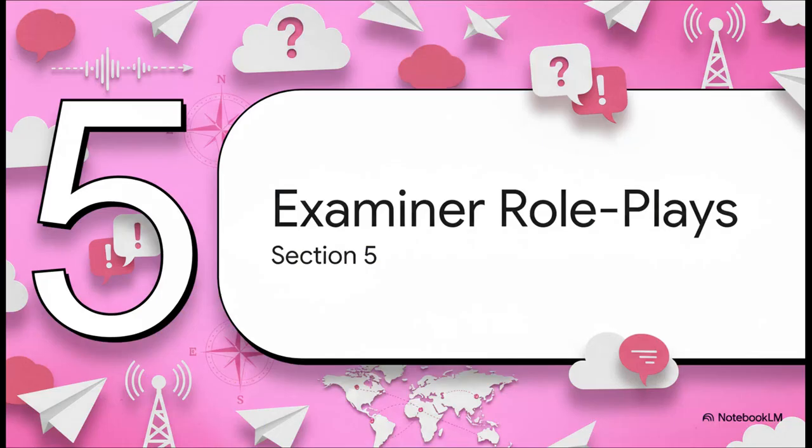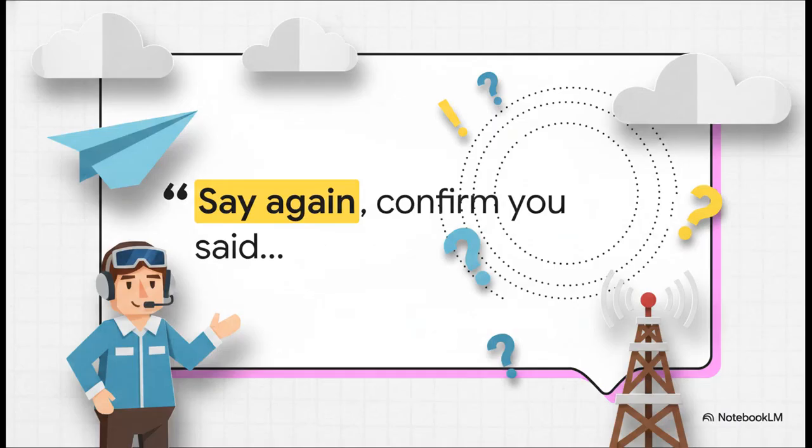All right, Section 5, Mastering Examiner Role Plays. This is the interactive part of the exam, where your strategic competence, your actual ability to manage a real-time dialogue, is truly put to the test. Consider everyday phrases like "say again" or "confirm you said." We really need to destigmatize asking for clarification here. So many test takers think that if they don't understand the examiner immediately, asking for help means they've failed. Absolutely not. Asking for clarification is a hallmark of safe professional interaction.